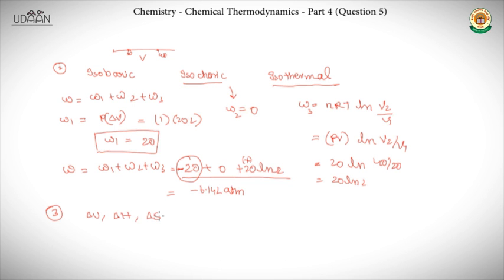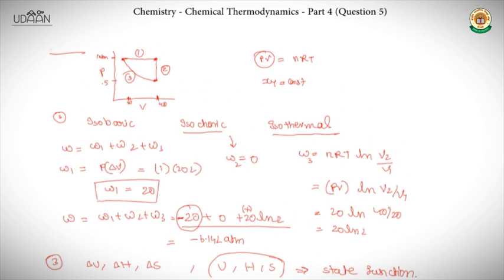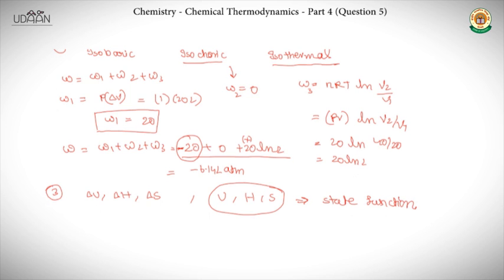We know from the basic definition that internal energy, enthalpy and entropy, these three are state functions. So what does it imply? That they don't depend on the path. Since we finally come back to the same point, 1 atmosphere and 20 liters, the change will be 0. So delta H, delta U and delta S will all be 0.